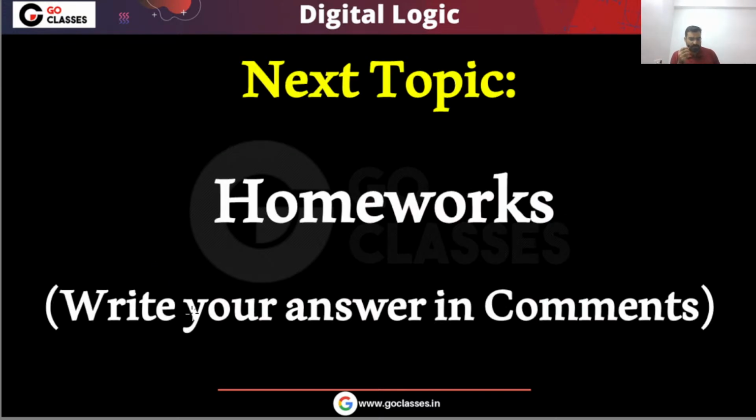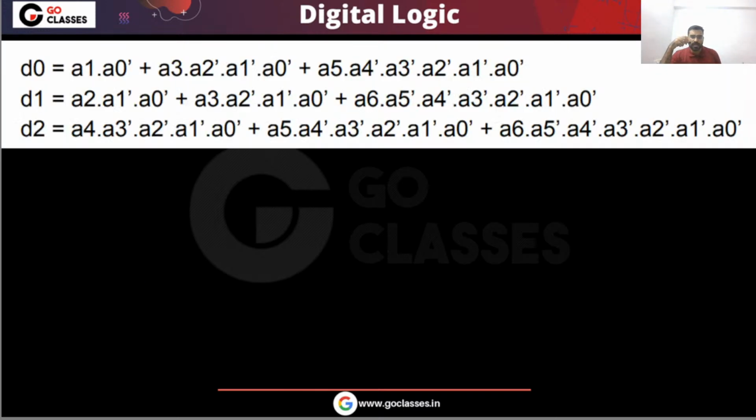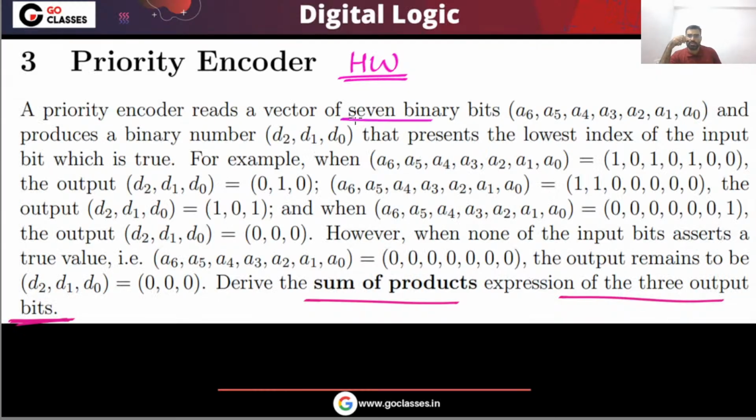Okay, so this is enough for today. We have done 4 analytical questions. One question we have done on priority encoder, a nice question, because normally a priority encoder will have 2 power n inputs and n outputs. But in this question there are 7 input bits and 3 outputs, and every information is given to you. The lowest index has more priority, and the highest index has the least priority. So this is a question on encoder.